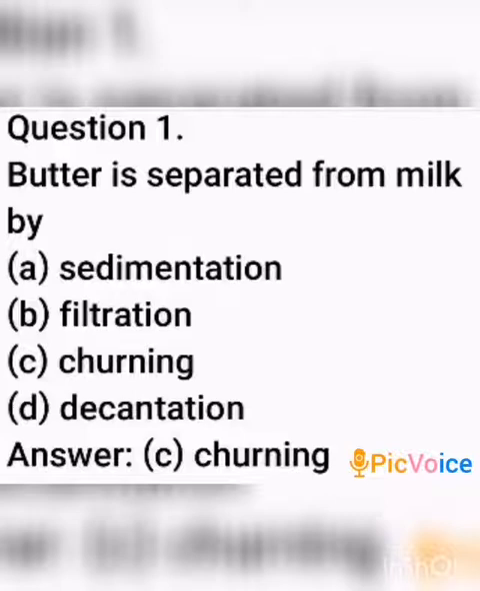Multiple choice questions. Question number 1. Butter is separated from milk by: A. Sedimentation, B. Filtration, C. Churning, D. Decantation. By which method butter is separated from milk, children? What's the answer? Churning. Answer C. Churning is correct. So, the answer for the first question is churning.